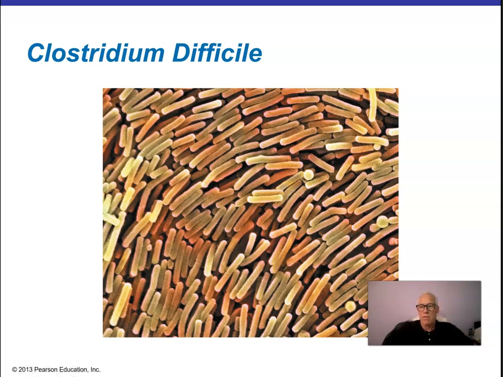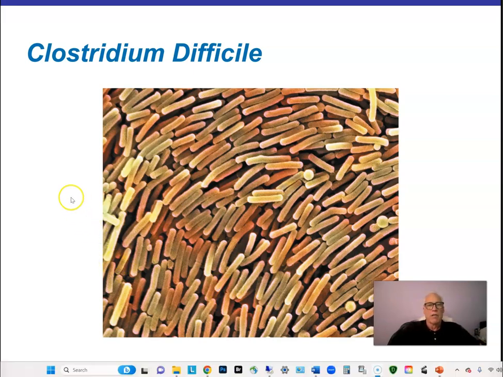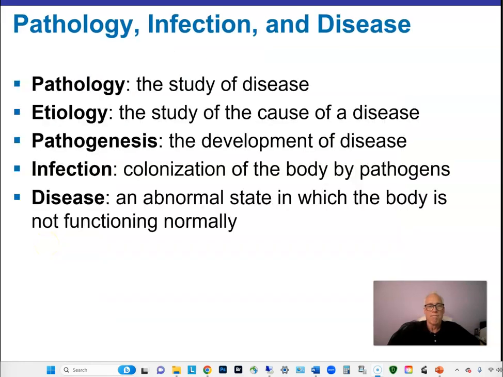There's a beautiful micrograph as always to open the chapter. Clostridium difficile. And we'll talk about that quite a bit more when we talk about diseases of the GI tract. You already know Clostridium is that genus of gram-positive bacilli that produce endospores and are anaerobes. And this particular one causes inflammation and ulceration even of the colon, the intestine.